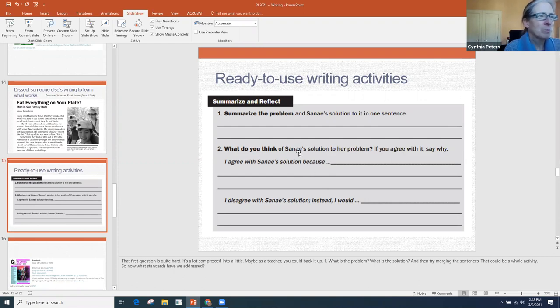And then number two is practicing with the word because, which is a really good thing to practice. I agree with her solution because, and then you could get them to use because in a number of different ways. Or I disagree. Instead, I would. So this is just another way that Change Agent takes a hopefully accessible, relevant, interesting article that you can have a conversation about and understand the vocabulary about, and then use these prompts to get people writing.